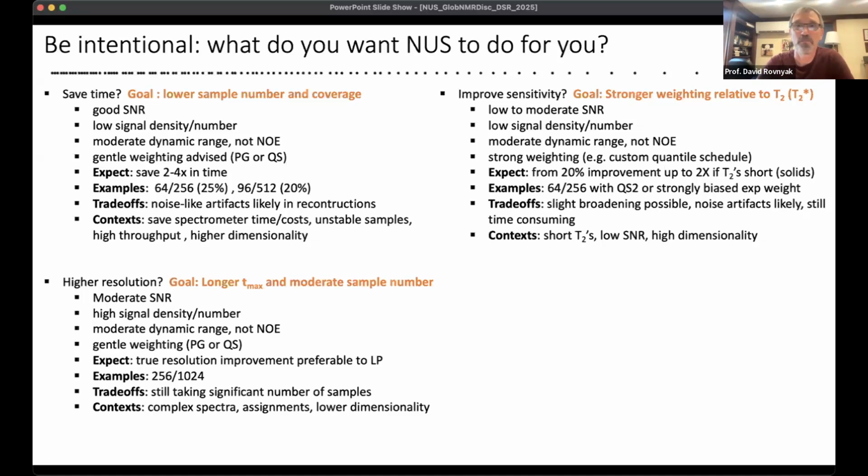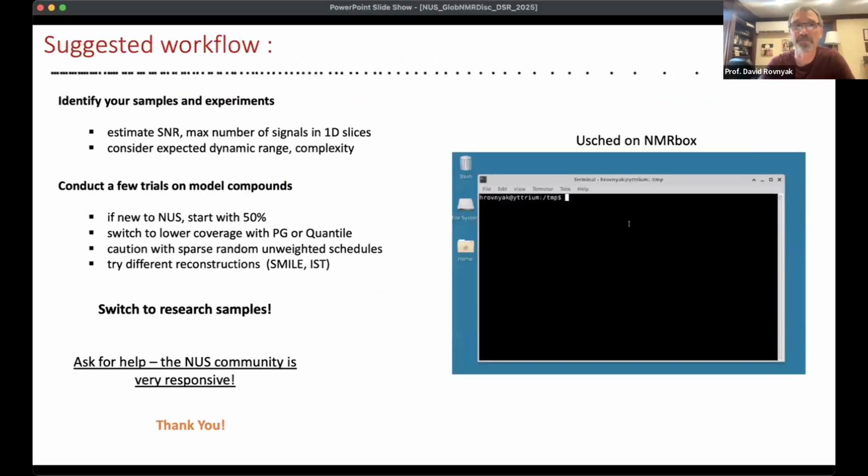And generally, this models the mindset that I bring to situations where I need to design an NUS strategy for a particular spectroscopic problem. The suggested workflow overall: identify your samples and experiments, conduct trials, and switch to research samples. If you're new to NUS, I urge people to start with 50% NUS. That's extremely safe. You build your confidence with it. Almost regardless of your Nyquist grid, 50% will work. So 128 out of 256 or 512 out of 1024 and so on. This is likely to be safe.